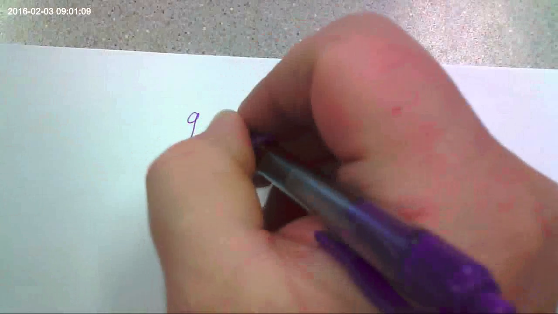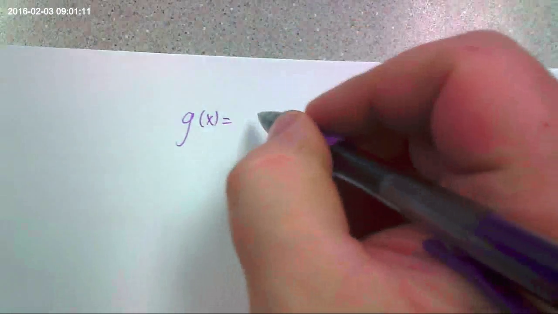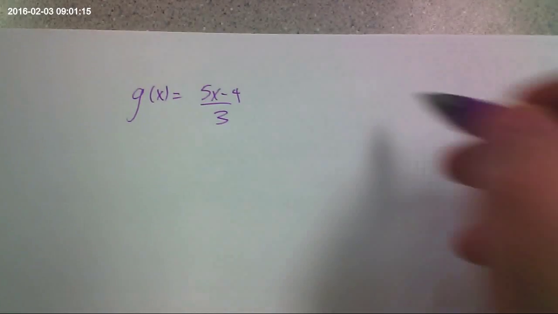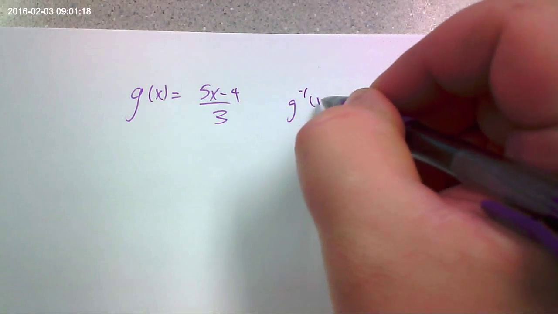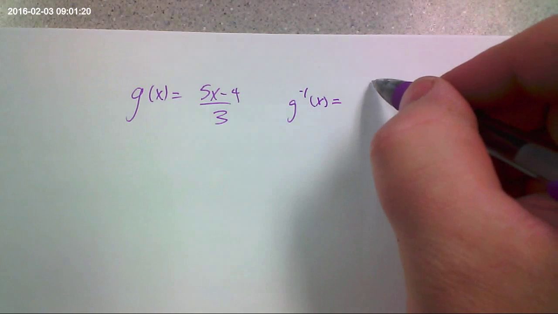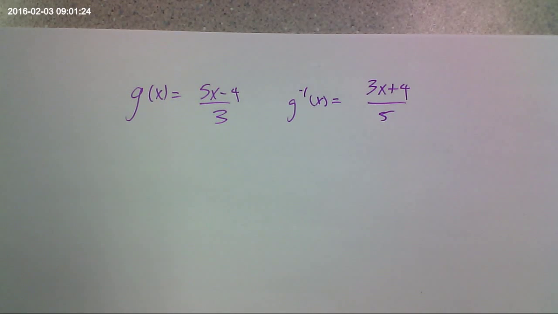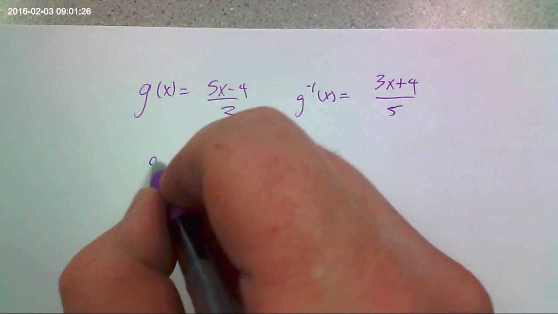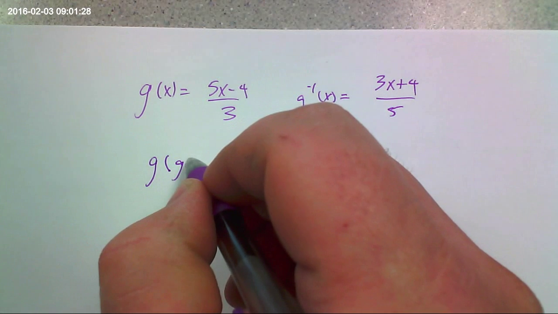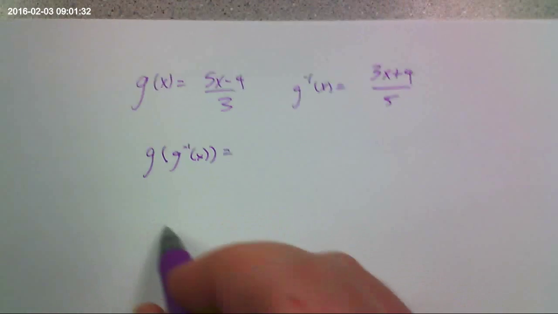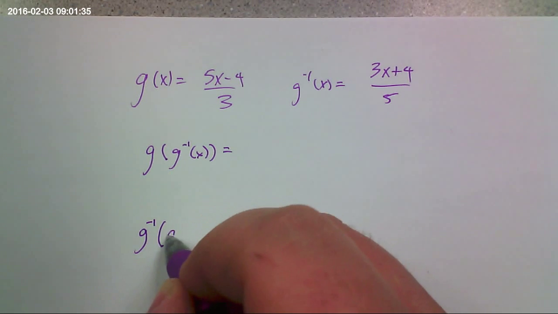So let's see if that works. So, let's see. G of x was, what was it? Is that what it was? And the inverse was, is that good? Yeah? So let's check both ways. Let's do this way. And then let's do this way.